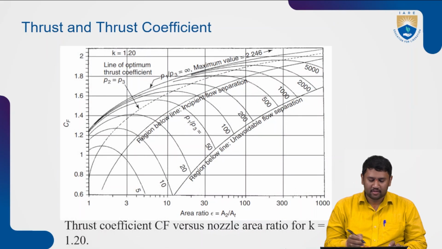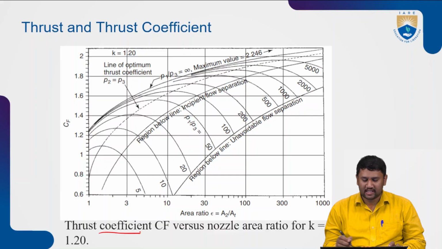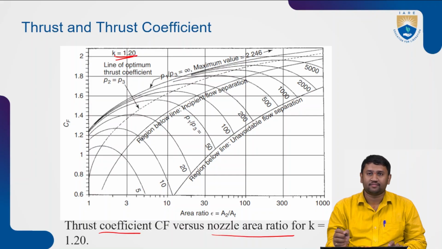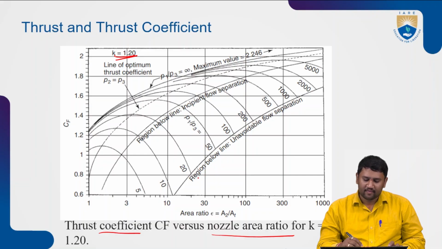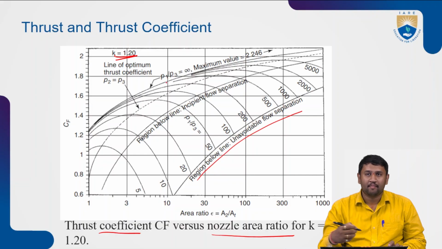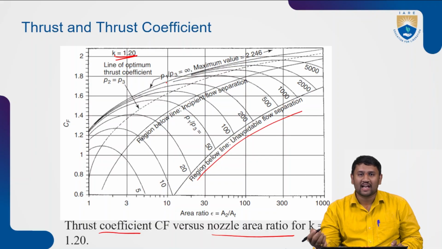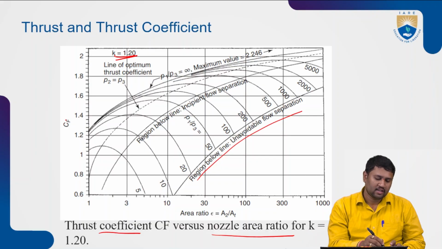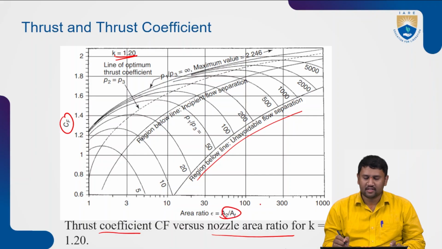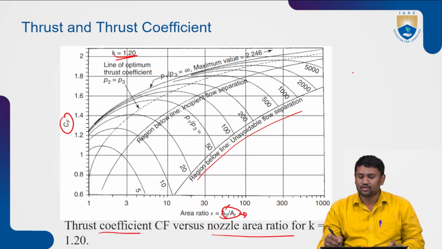Now, coming to the thrust coefficient, that is CF, versus the nozzle area ratio for K equals 1.2. What we are getting out of this is we are understanding the maximum amount of flow that can occur in a nozzle completely. So the thrust coefficient to the area ratio, that is the exit area to the throat area, and supersonic.